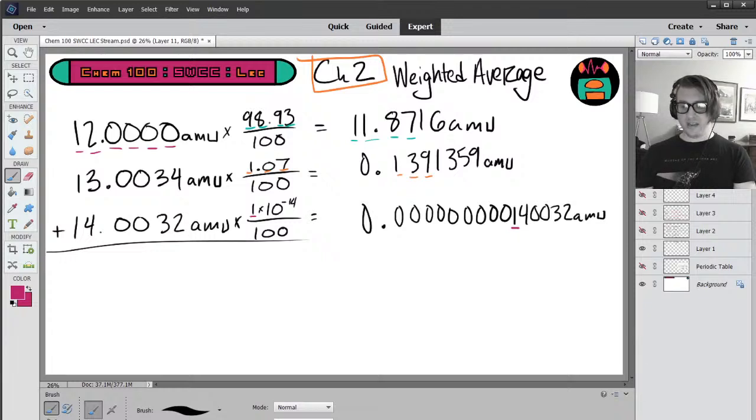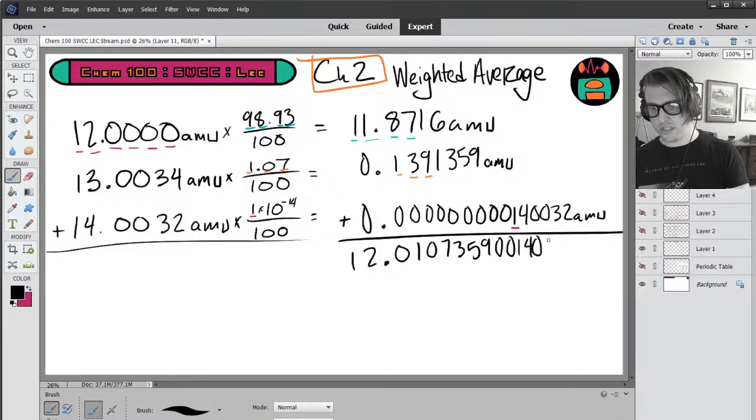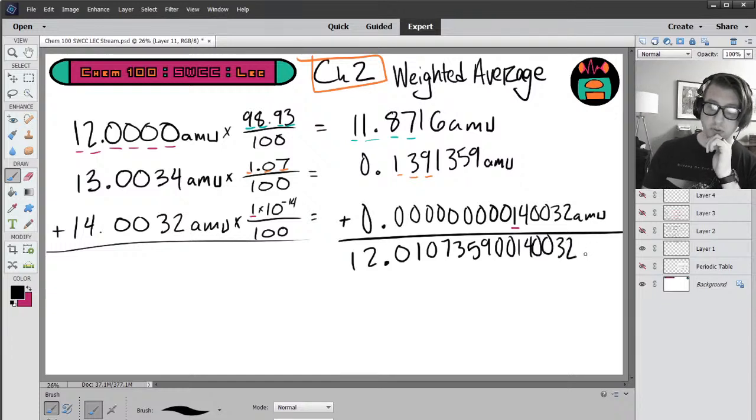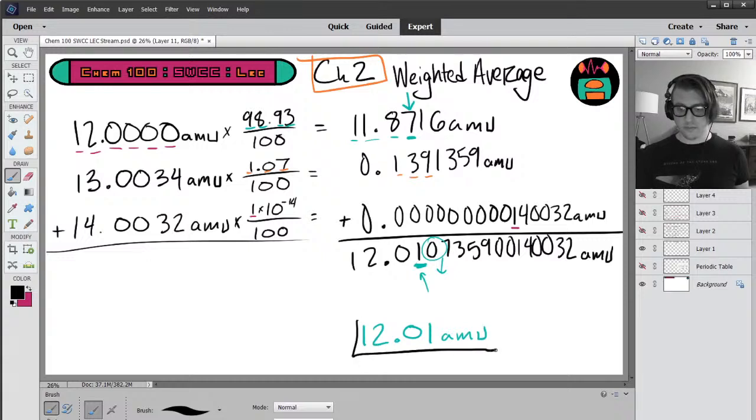And now we're ready to add these three together. All right, when you punch these three into your calculator, the answer you get is 12.01735900140032. That's the correct value. Correct units are AMU. Now when it comes to sig figs, we just did addition. So we take the least precise number, which is, our first one has its last significant digit in the second decimal place. So we must round our answer to the second decimal place. 0 rounds down. So our final answer with the correct number of sig figs will be 12.01 AMU. And that is how you take a weighted average.